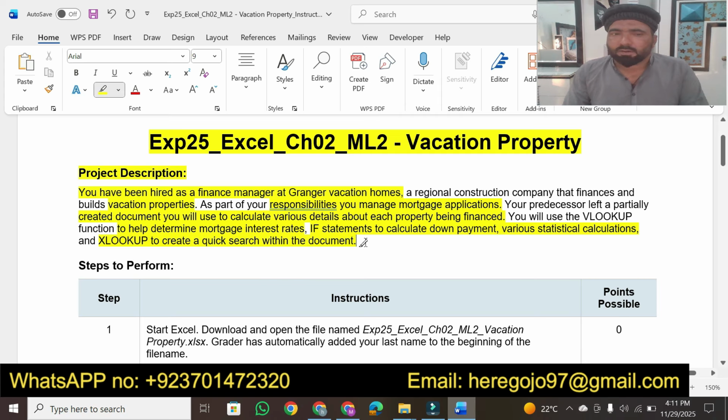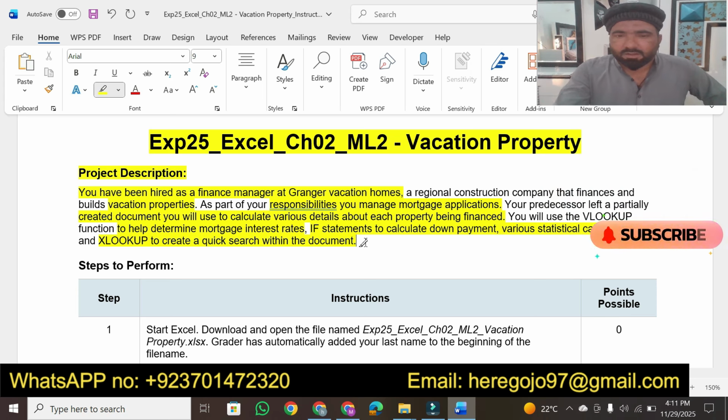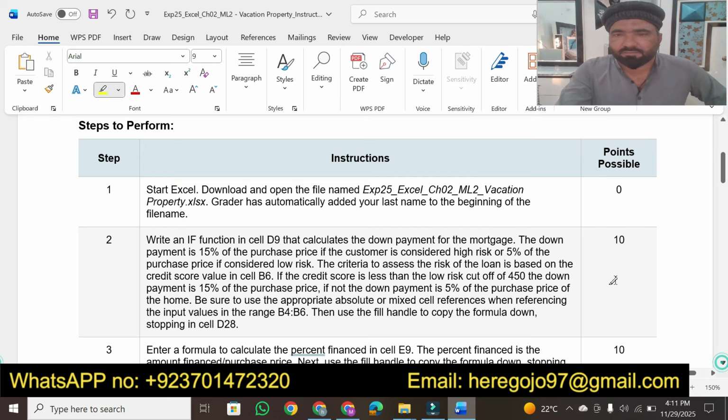So all these are simply instructions about the file, a description of the project, what we have in today's project and how we have to solve it. We have to read this project description so we can get an idea of what we have in the assignment and how we have to solve it. Okay, so now we are moving toward our main instructions, the steps to perform. Here are the instructions.